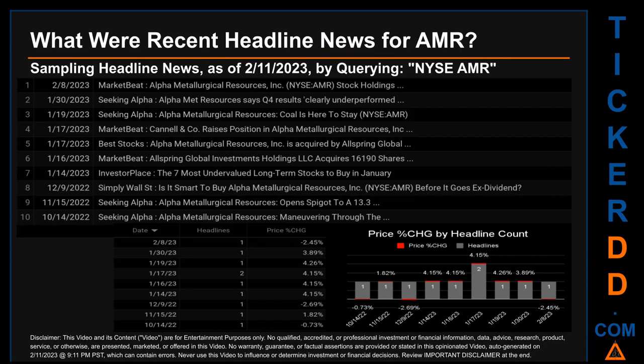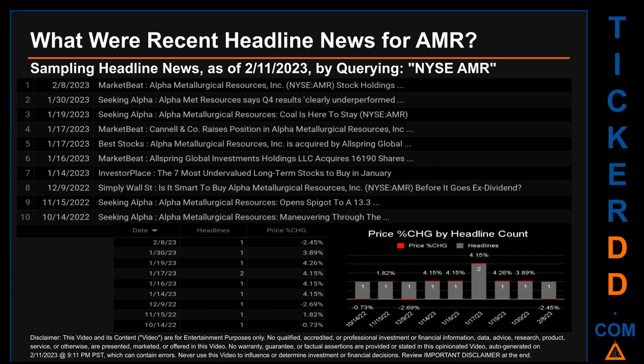Tuesday, January 17, 2023 had the most headlines. It had 2 discovered headlines when Seeking Alpha published the headline that read, Alpha Met Resources says Q4 results clearly underperformed. MarketBeat published the headline that read, Cannell and Company raises position in Alpha Metallurgical Resources, Inc. Best Stocks published the headline that read, Alpha Metallurgical Resources, is acquired by Allspring Global.